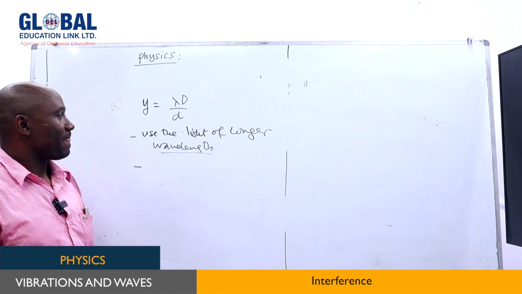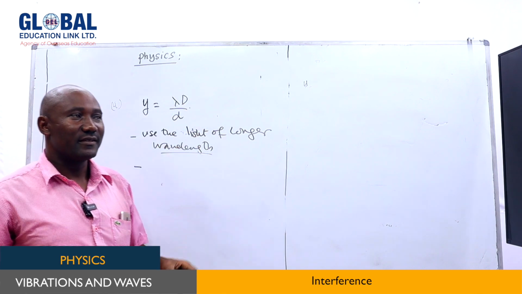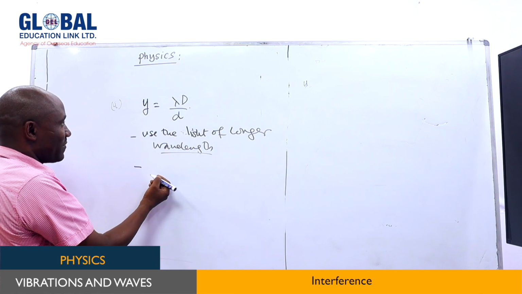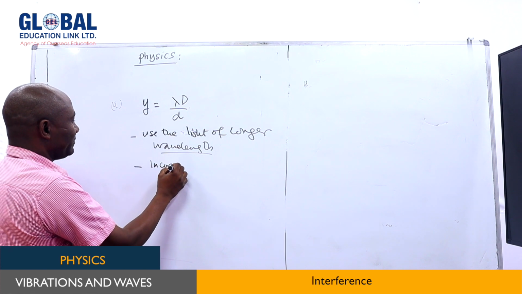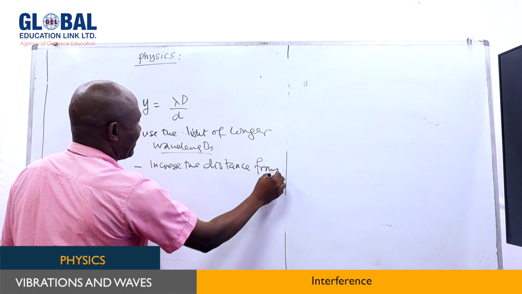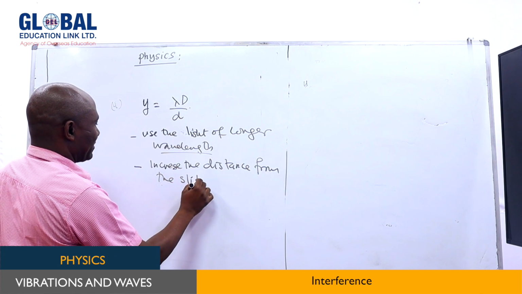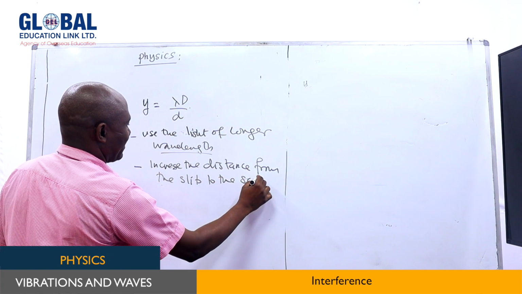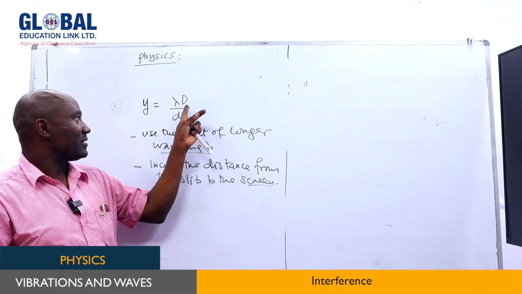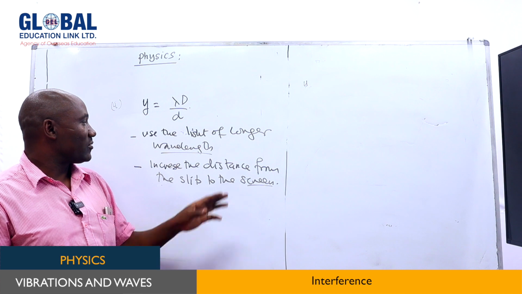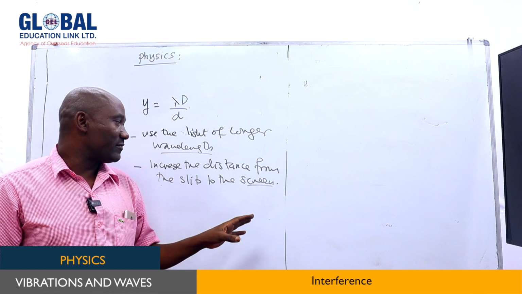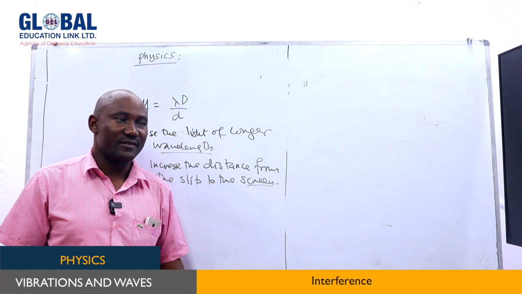The second point is that the distance from the slit to the screen must be changed. How? You increase the distance from the slits to the screen. You have to find a way of increasing it considerably, because when you reduce the distance, y also decreases. So the second factor is to increase the distance from the slit to the screen.